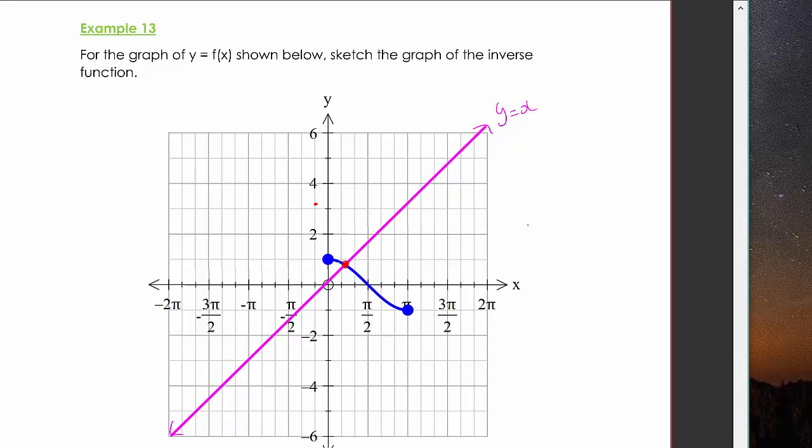This point here, which is 0, 1. So on this scale, pi by 2 is about 1.57, isn't it? So it's going to be sort of about there, I reckon. It's not going to be that easy to draw, but it's going to do that.